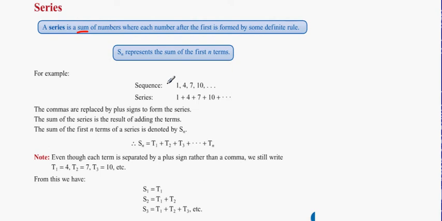So for example, if a sequence is 1, 4, 7, 10, then the series is 1 plus 4 plus 7 plus 10 plus all the other numbers. The commas are replaced by plus signs to form the series. The sum of the series is the result of adding the terms.